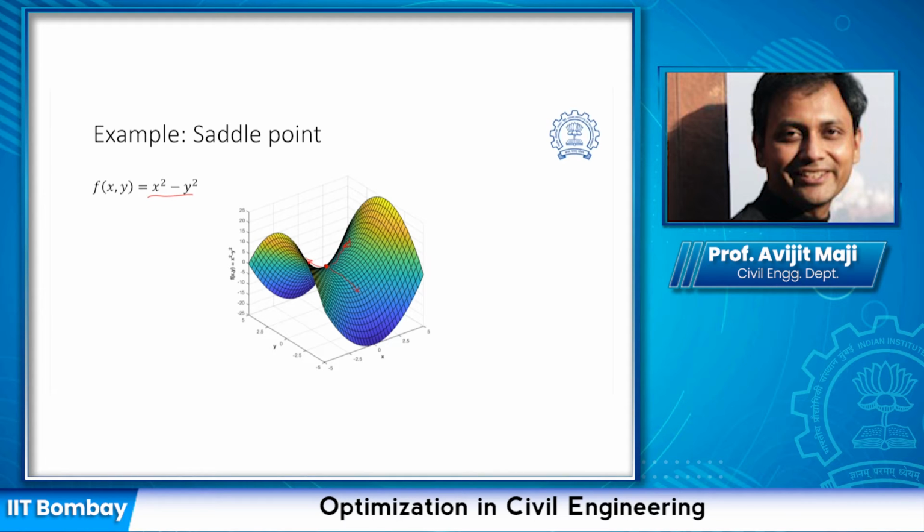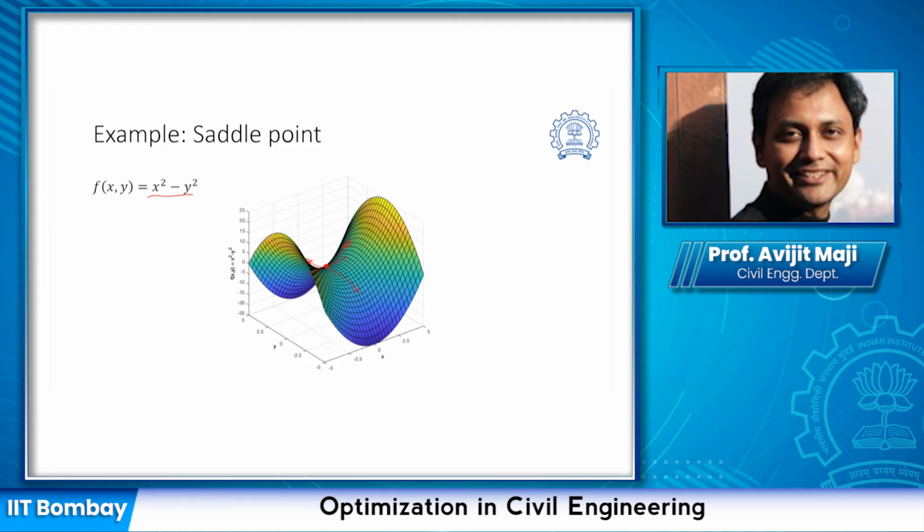It looks like a horse saddle, and the point at the center where the slope is expected to be 0 is not actually yielding a minimum or a maximum point, because if we move in any direction, the values are either reducing or increasing, and we cannot say for definite that we have reached either a minimum point or a maximum point.